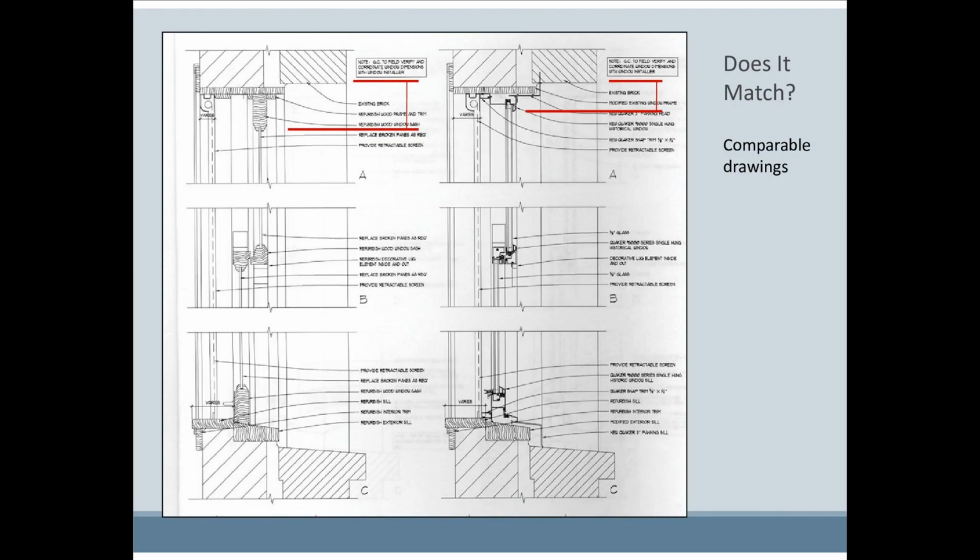Evaluating the match of the replacement windows should be based on comparing the drawings of the existing historic windows with drawings of the proposed replacements. This is the fastest and least expensive approach for checking the match of dimensions and profiles.